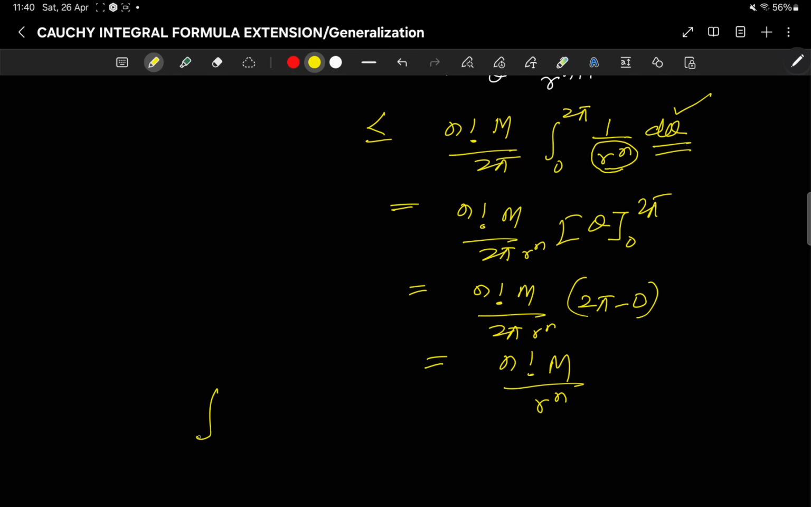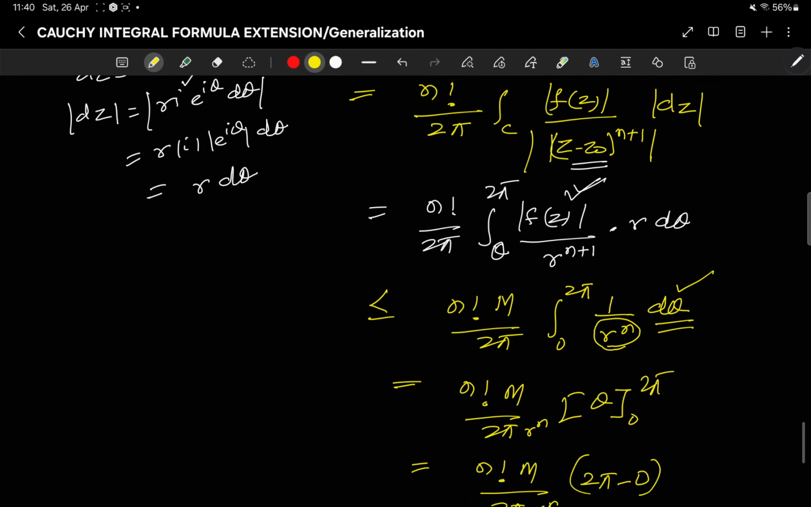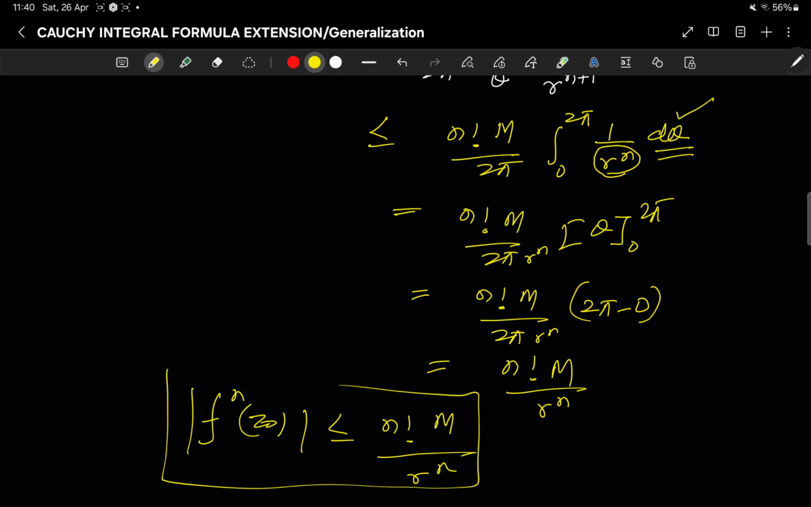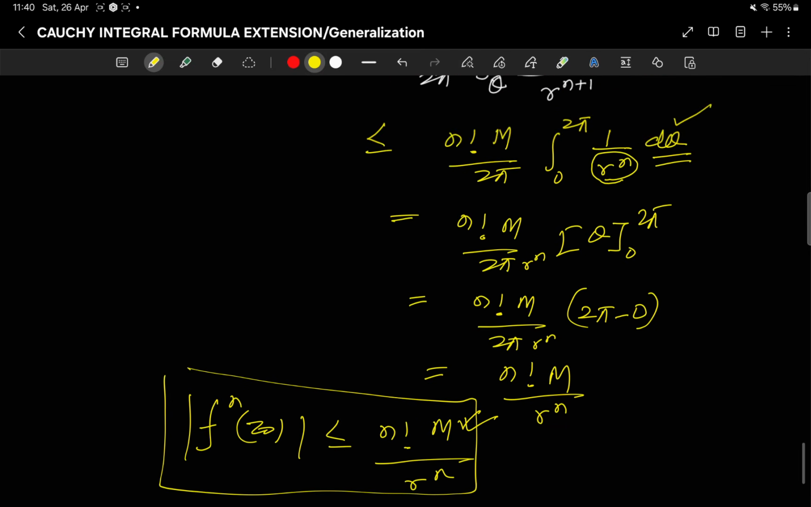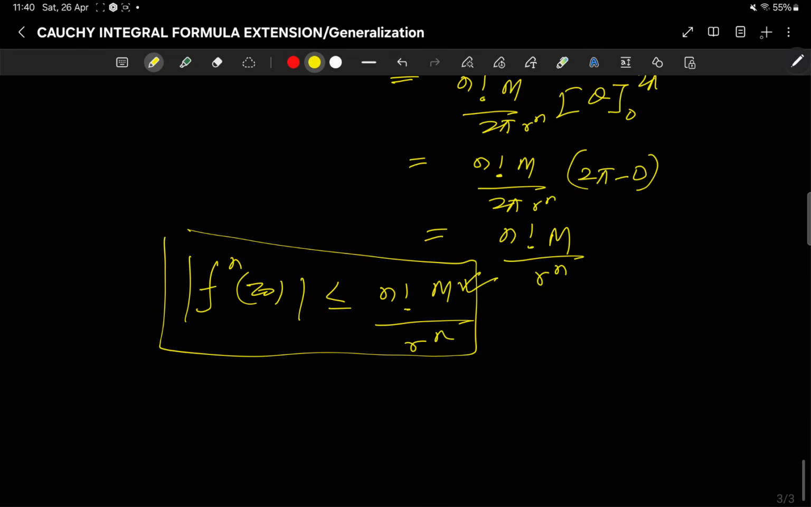So what we are getting? We are getting |f^(n)(z0)| is less than or equal to n factorial M by r to the power n. So this is the Cauchy inequality, where M is the upper bound of the integrand. Okay, now let us discuss one more inequality. This is the ML inequality.